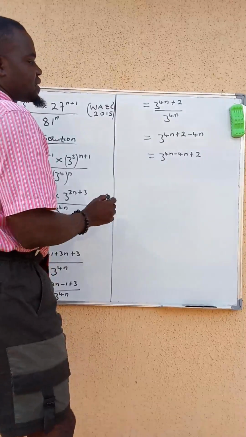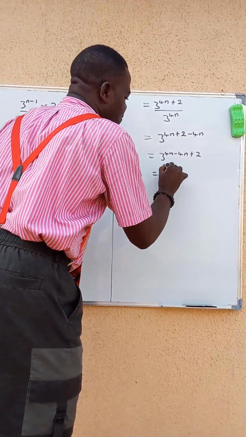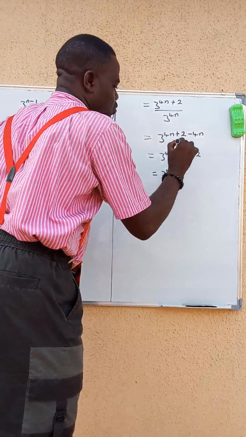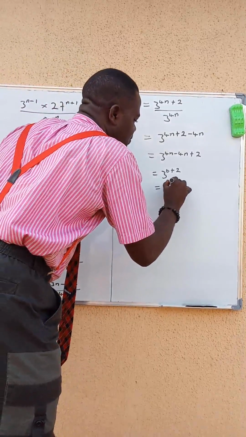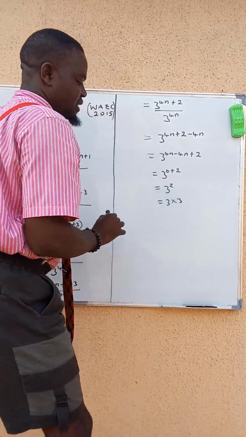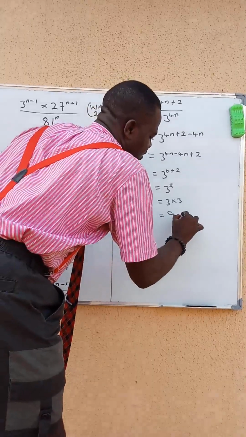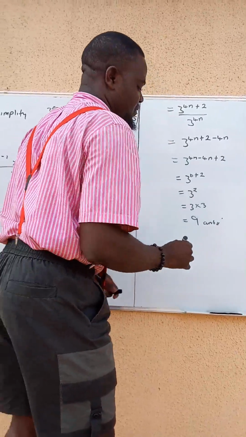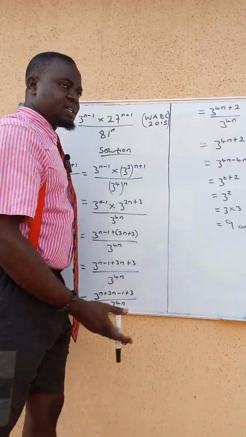I collected like terms again. The n comes to one place. Now this gives me 3 raised to power of 0 plus 2. 0 plus 2 is 2. 3 raised to power of 2, which is 3 times 3. And 3 times 3 is 9. So this is the answer. So I've simplified it, and this is my final answer.